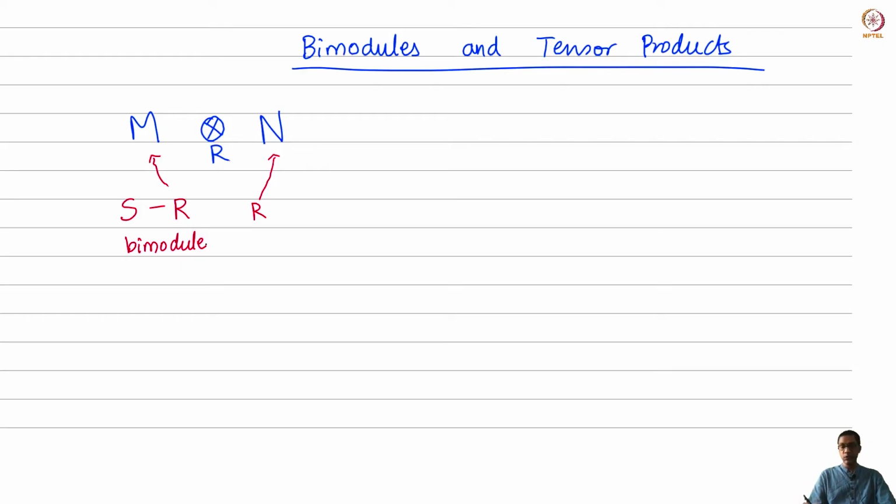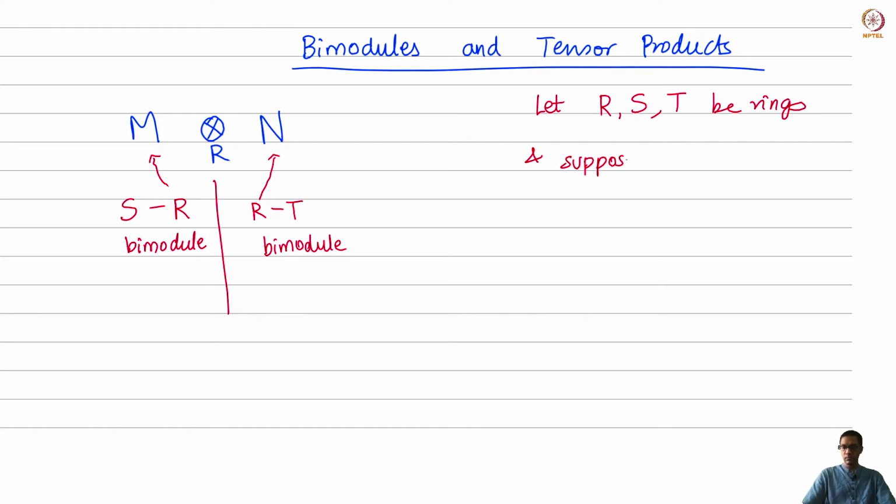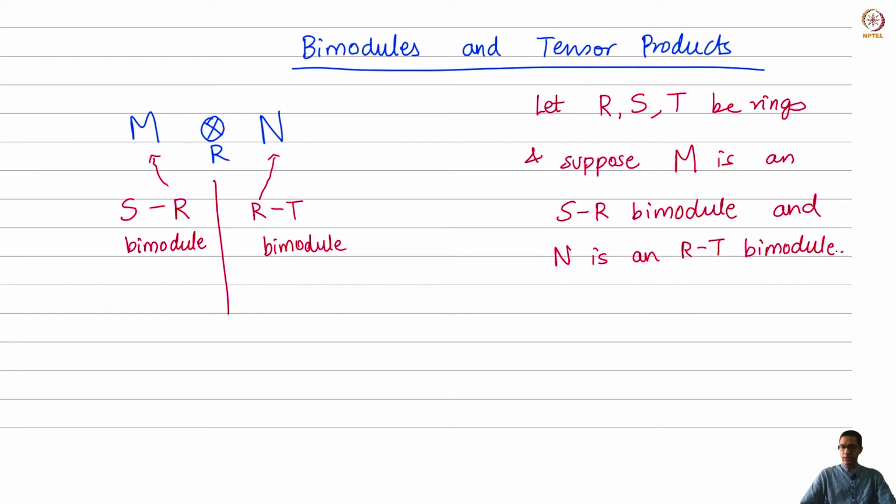In other words, suppose M is an SR bimodule and N is an RT bimodule. So what are all these R, S and T? Let them all be some arbitrary rings. So what this essentially means is that in addition to the bare minimum we require in order to construct the tensor product, which is the R actions on the right and on the left, there is some additional structure that both M and N have.